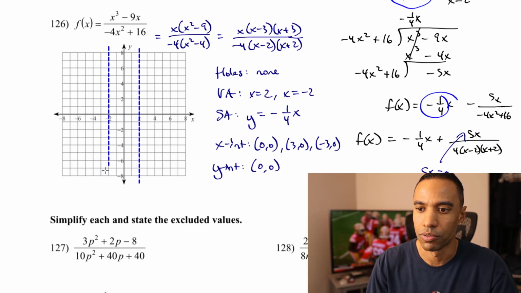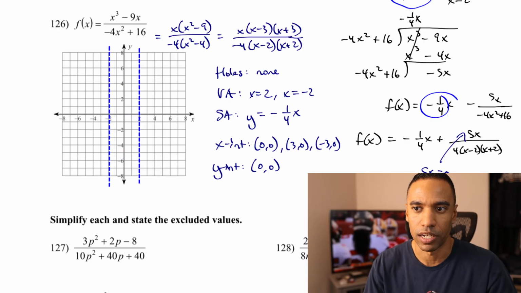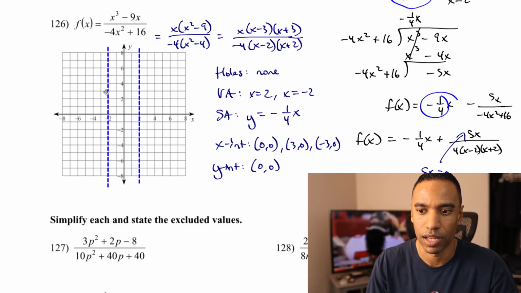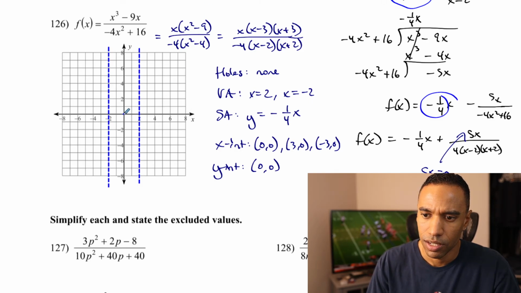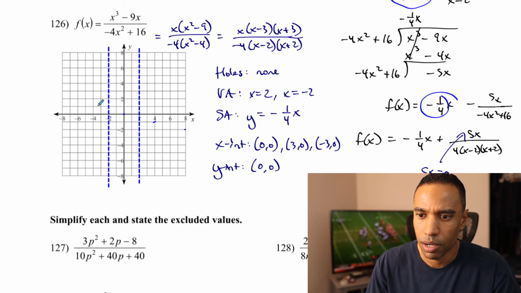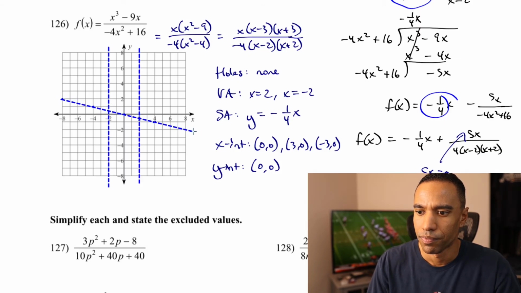X equals negative 2. And my students have a multiple choice final, but would they know how to select which one we do as an answer? Negative 1/4 x plus 0. So down 1, right 4. Down 1, right 4. Up 1, left 4 right here. And there's our slant.